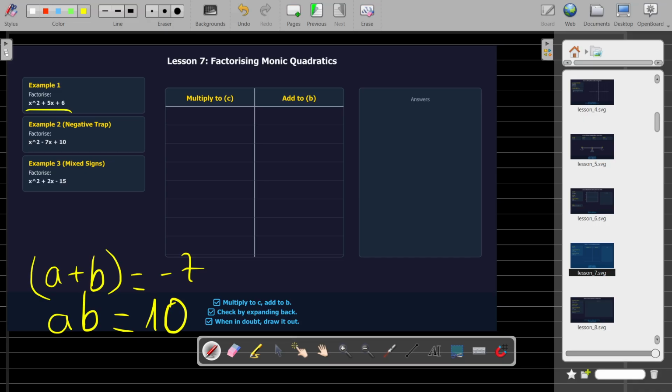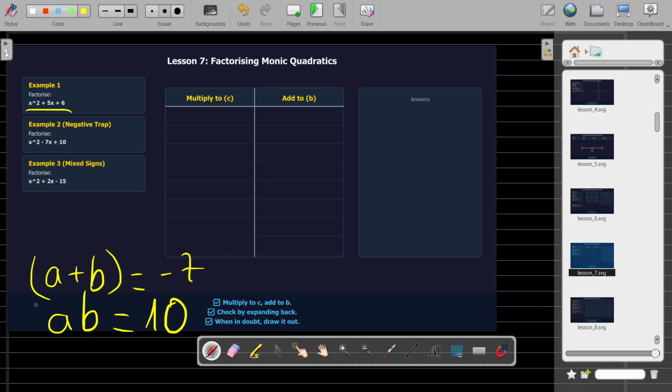So we need to try our very first pair that multiplies to 10 and adds up to minus 7. I need to find two numbers. Why?